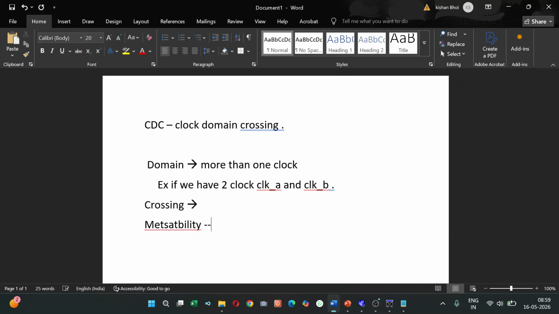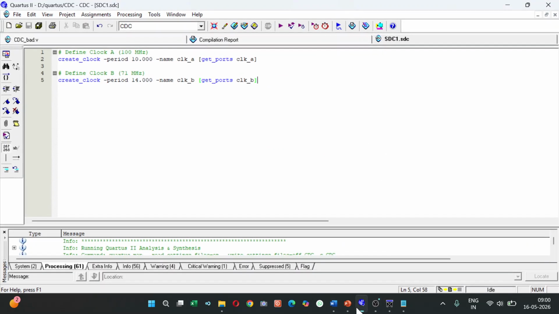Metastability is the state between 0 and 1. Okay, this is metastability. Between 0 and 1 means an analog state. Now I will show you clock domain crossing on actual physical hardware in the Quartus tool. Okay, so let us go on.